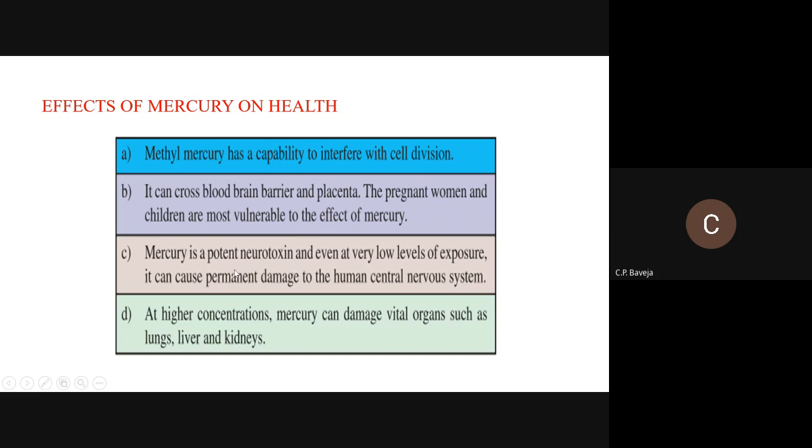Mercury is a potent neurotoxin. It can affect the nervous system, and even at very low levels of exposure, it can cause permanent damage to the human central nervous system. So it is neurotoxic. And at higher concentrations, mercury can damage vital organs like the lungs, liver, and kidneys.